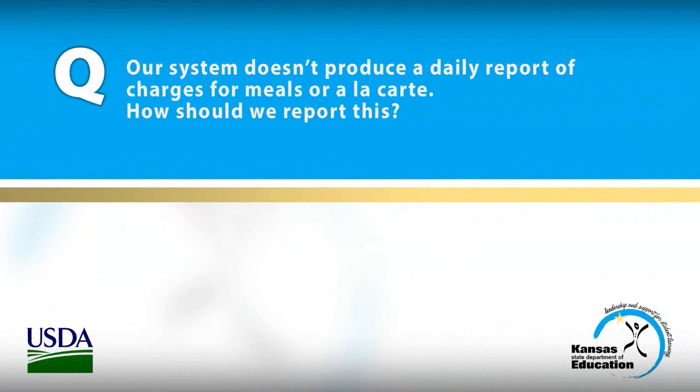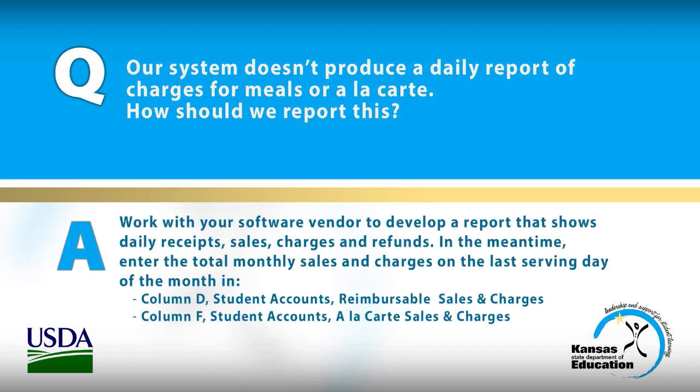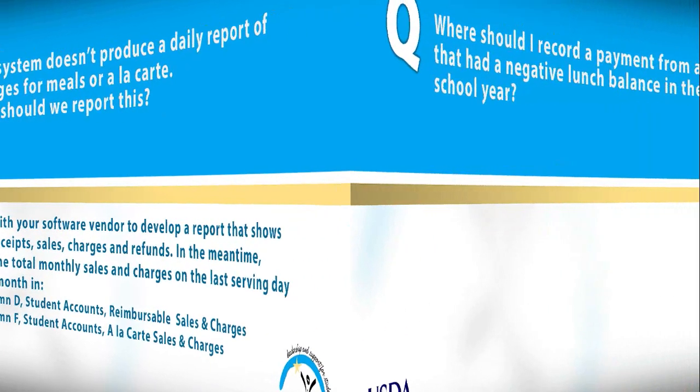Someone else asks, our system doesn't produce a daily report of charges for meals or a la carte. How should we report this? The answer is to work with your software vendor to develop a report that shows daily receipts, sales, charges, and refunds. In the meantime, enter the total monthly sales and charges on the last serving day of the month in column D, Student Accounts, Reimbursable, Sales, and Charges, and column F, Student Accounts, a la carte Sales, and Charges.